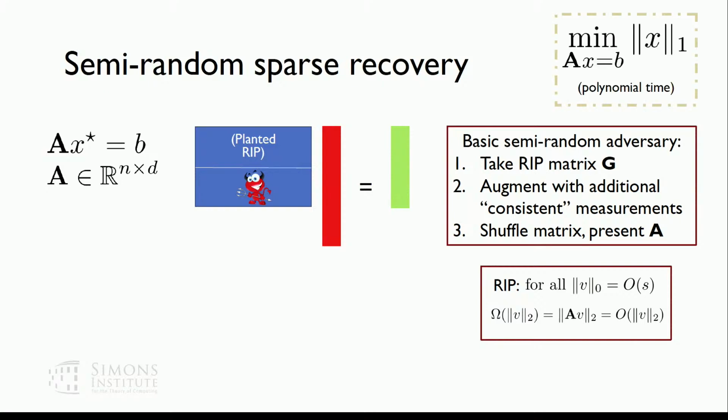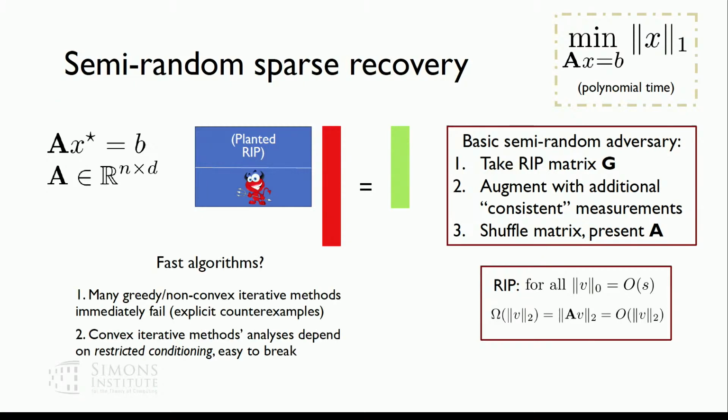Okay, so I just want to remind the audience that we haven't really changed the information theoretic or even the polynomial time solvability of this problem, because you can still solve the convex relaxation. In particular, note that by giving additional rows, I can't decrease the size of the kernel, right? So it still satisfies RNP. But you can probably guess the next thing I'm about to say. This sort of semi-random adversary can arbitrarily hinder the RIPness of a matrix. So in particular, you can construct explicit counterexamples where many greedy or non-convex iterative methods immediately fail. And furthermore, even convex iterative methods like projected gradient descent seem to rely on some sort of restricted problem conditioning, which is also very easy to break using this semi-random adversary.